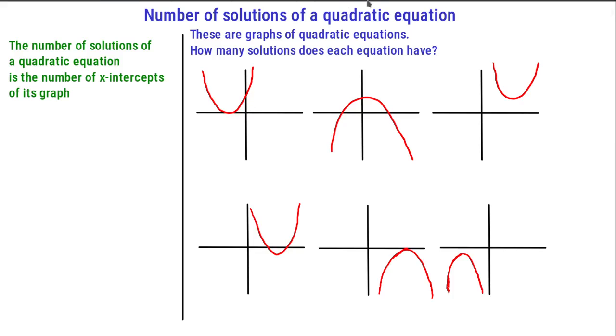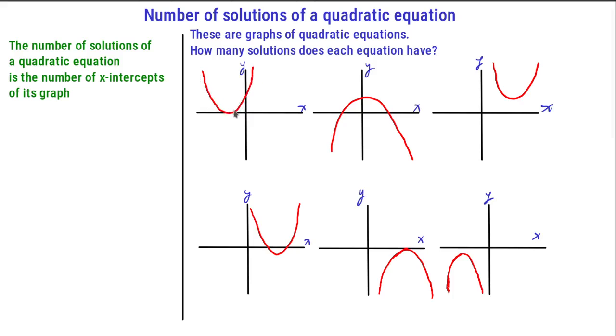And remember, the x-axis is the horizontal axis. Y-axis is the vertical. So x and y, x, y, all these graphs. All right, so we got to look at the number of x-intercepts for each of these quadratics. So in the first one up here, how many times does this curve cross the x-axis?